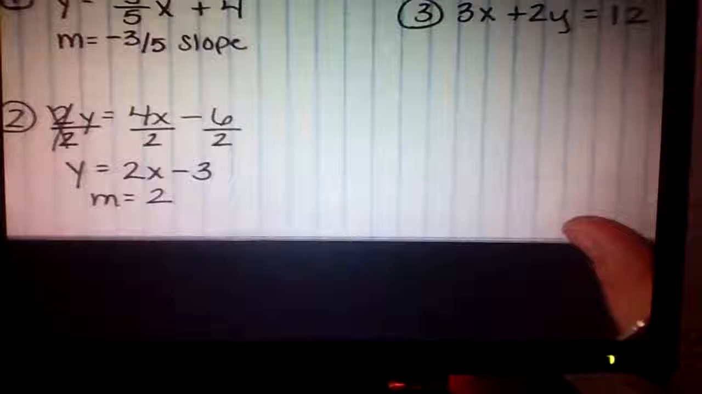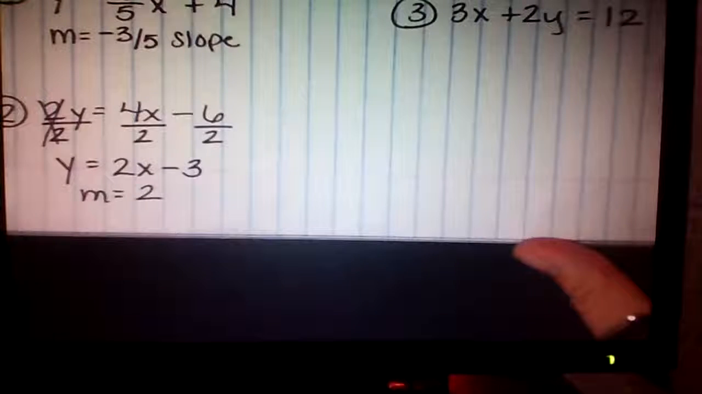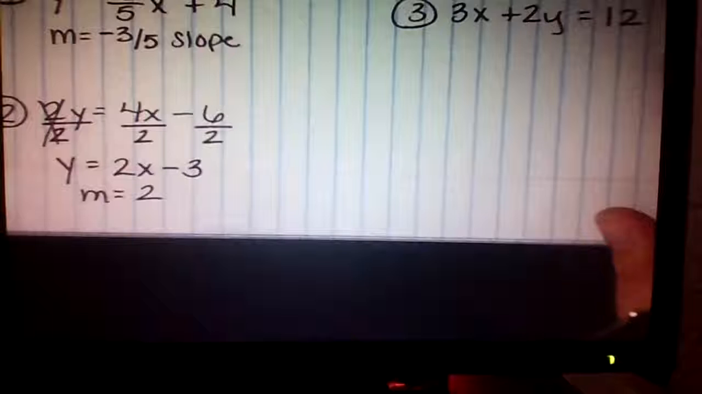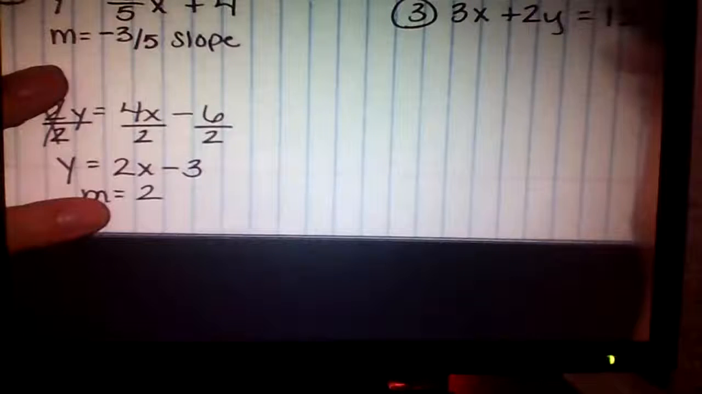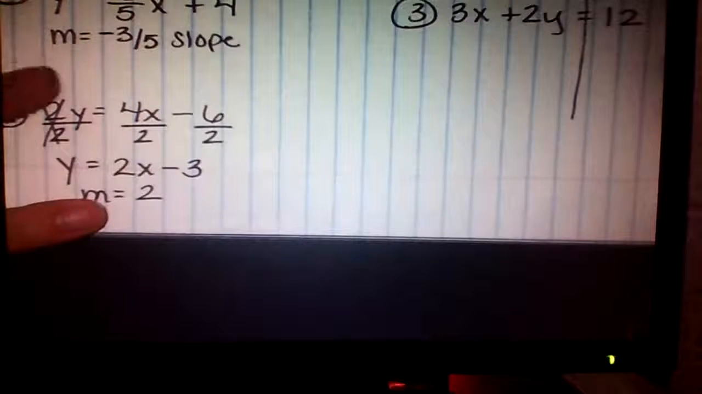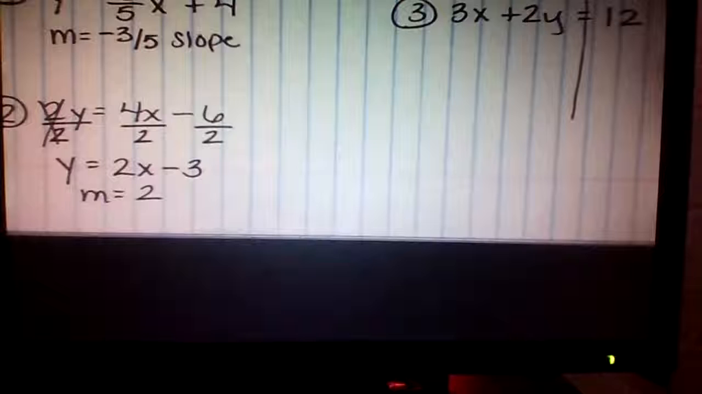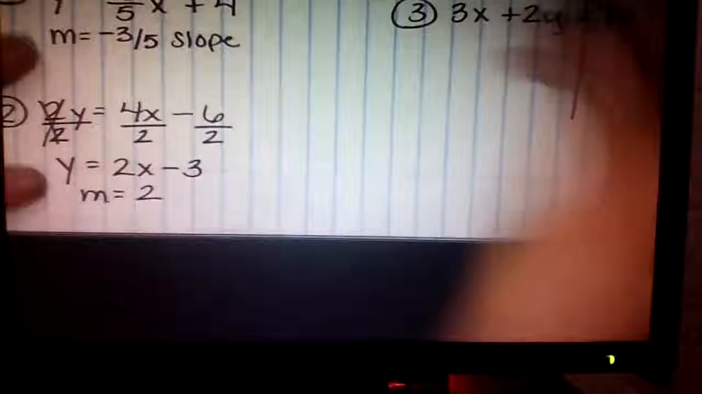Okay, the last one. What should I move first to get the last one to y equals? I need to move that 3x. So the 3x needs to go across the line to the other side, which means I need to do what? Subtract it.